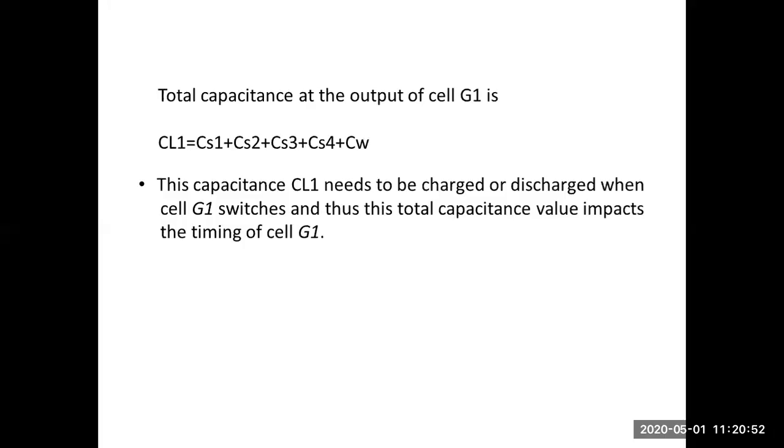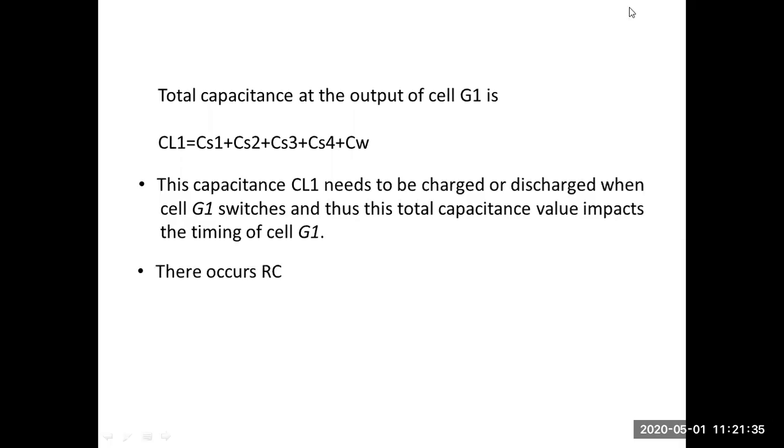So now, the total capacitance value will impact the timing of the gate G1, because it will take some time to charge and discharge the capacitance CL1. Now we will see how this charging and discharging is associated with some RC. C is there, CL1. Now we will see how the R comes into play, and that R will cause some RC in the circuit, and that RC will give the time constant, and how timing comes into the picture.